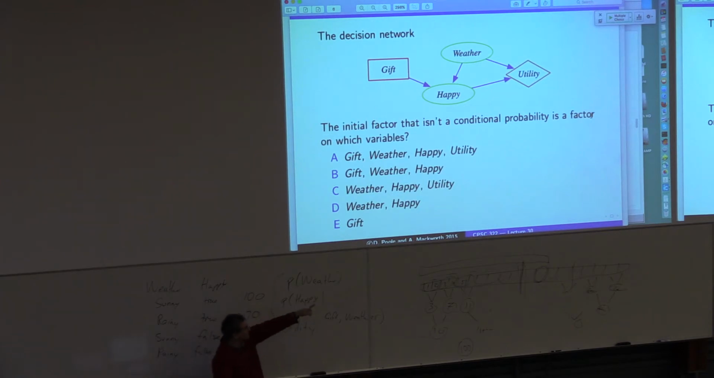That's right. There's one factor that isn't a conditional factor, and it's the utility, and it's a factor of which two variables, the factor of weather and happy. The initial factor that isn't a conditional probability is a factor of which variables? There's a unique answer for this. And it's certainly not gift.